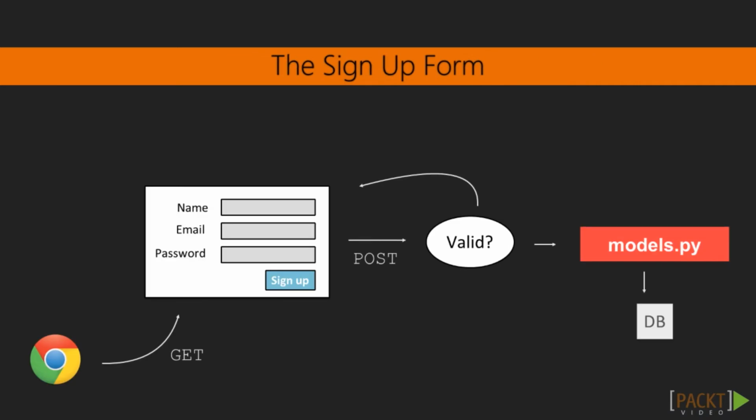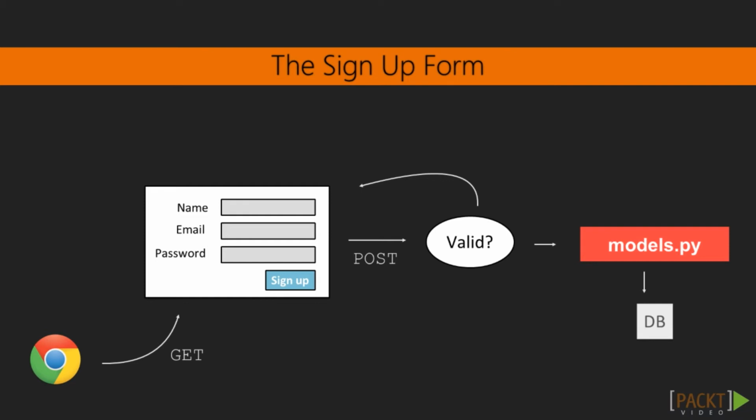First, a user will visit the URL signup to create a new account. The page will be retrieved through an HTTP GET request and will load in the browser. Second, the sign-up page will have fields for a user's name, email, and password. The user will fill out the form and press Sign Up. Third, when a user presses Sign Up, the form will submit to the Flask app through a POST request and will hit routes.py.